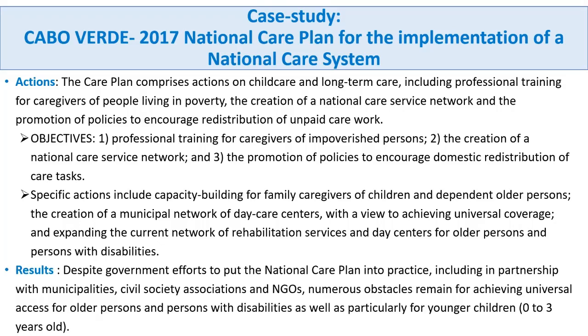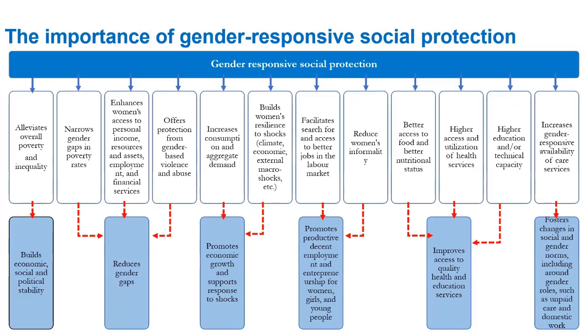And the result, despite government effort to put the national care plan into practice, including municipalities and other stakeholders, there are numerous obstacles remaining to achieve universal coverage for older people and people with disabilities. But this is a good example of a system that covers a mix of childcare, long-term care services, covers the issue of unpaid care work, the issue of work for care workers. So, we're talking about the need to have a gender responsive social protection.